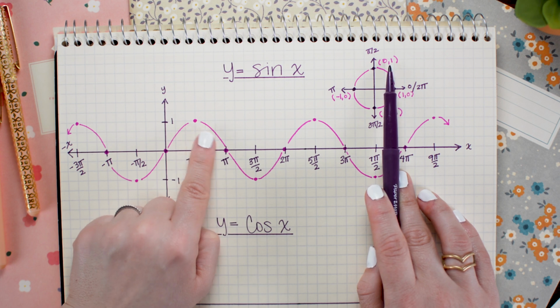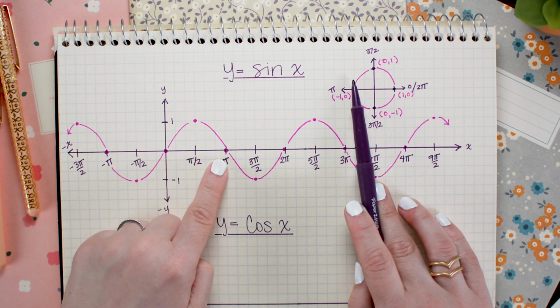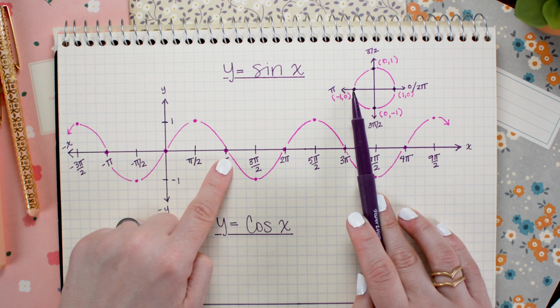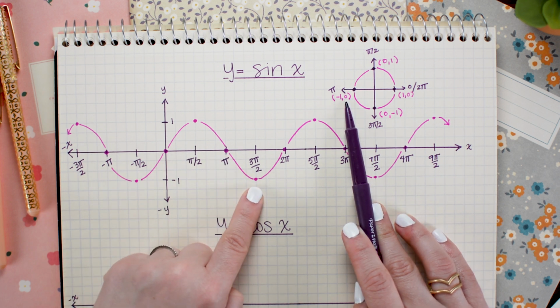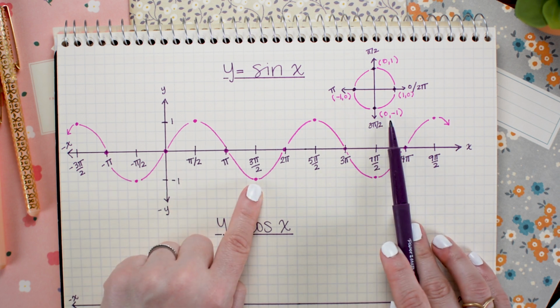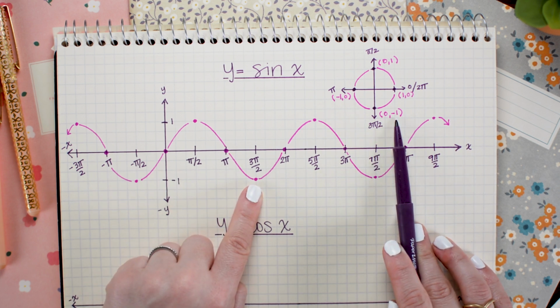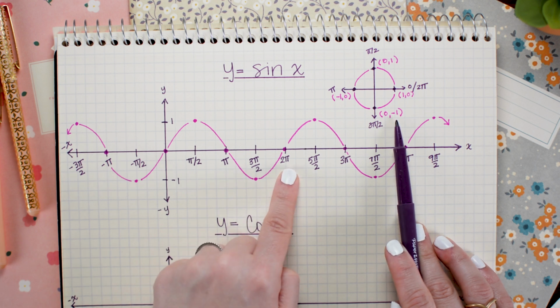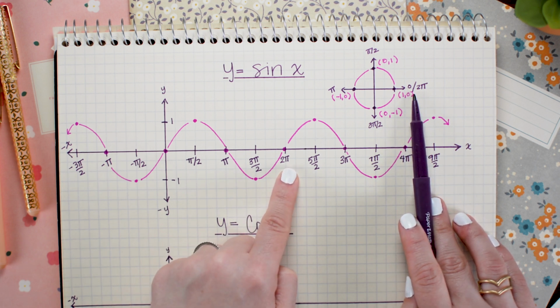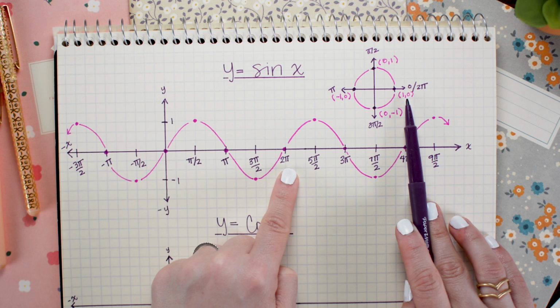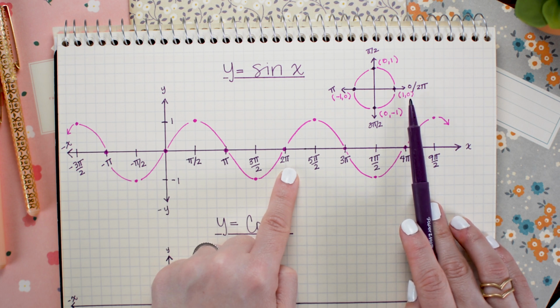So those match up. Next is pi. So if I go over here to a pi revolution, check my y-coordinate, I should have 0. At 3 pi over 2, my sine value should be negative 1. 3 pi over 2, negative 1. And now when I get back to 2 pi, I see that I have returned to the beginning of my unit circle. And once again, I have a y value of 0.